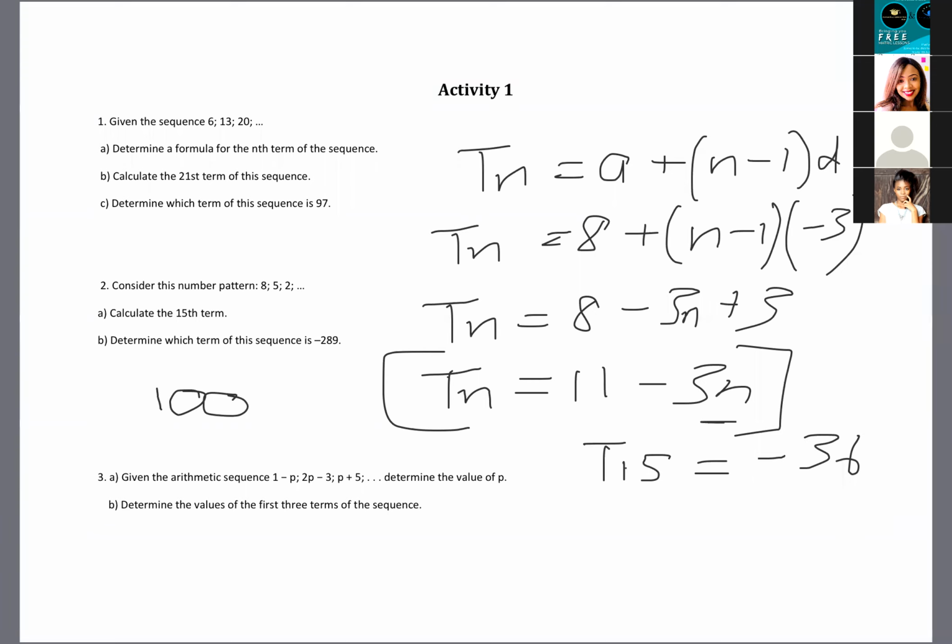On B, I took my general formula, which had Tn is equal to -3n plus 11. And then where there is Tn, I substituted -289, and then I did my math. Okay, no, that's perfect.